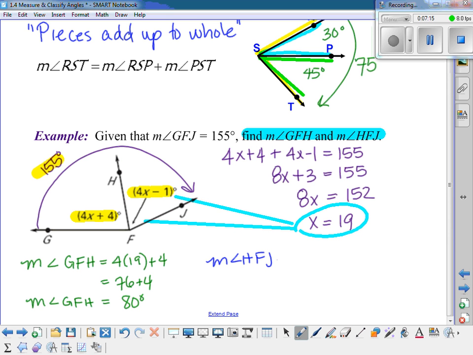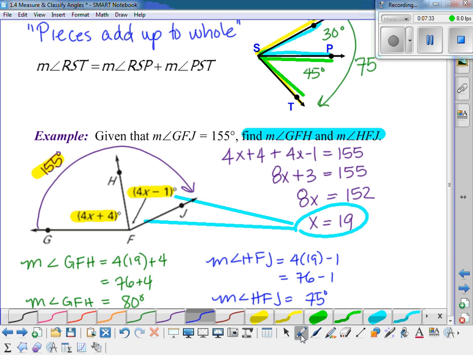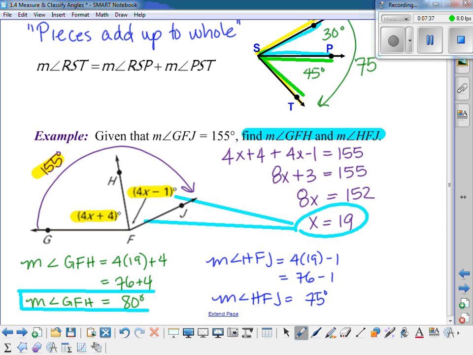Then I can do the same thing for angle HFJ. It's equal to 4x minus 1, so 4 times 19 minus 1, which is 76 minus 1. And so the measure of angle HFJ would equal 75 degrees. And you can see if I take those two and add them together, 80 plus 75 does in fact add up to the 155 that we started with.